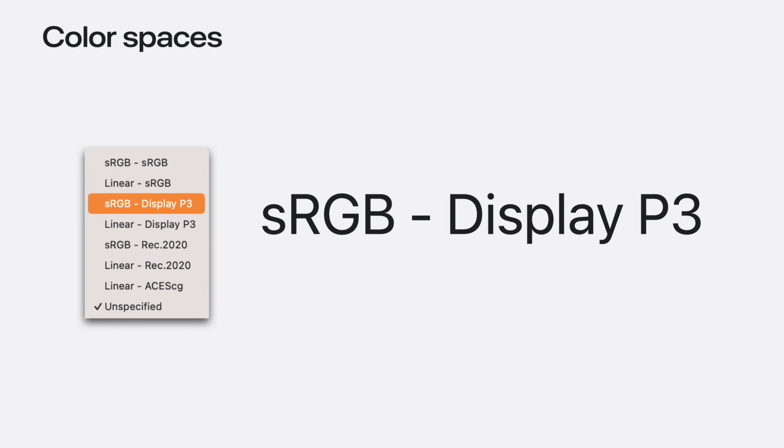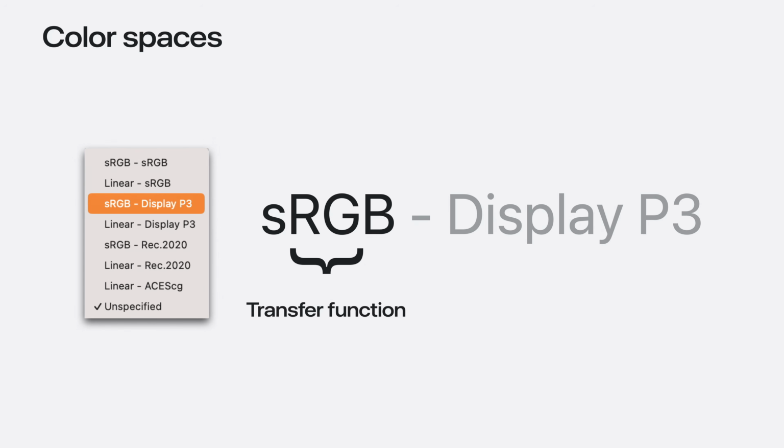In Reality Composer Pro, you'll see color spaces as two terms separated by a dash, such as sRGB display P3. The first term is the transfer function. This defines the curve by which values are encoded. sRGB is intended for perceptual textures, ones that we directly see in the renderer, like base color or unlit color. Linear is used for data or HDR images.